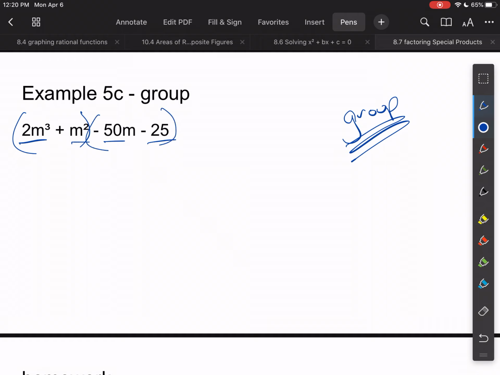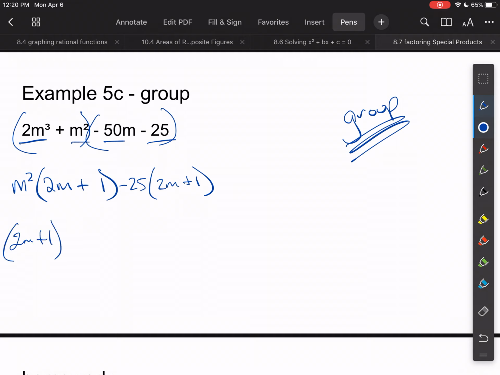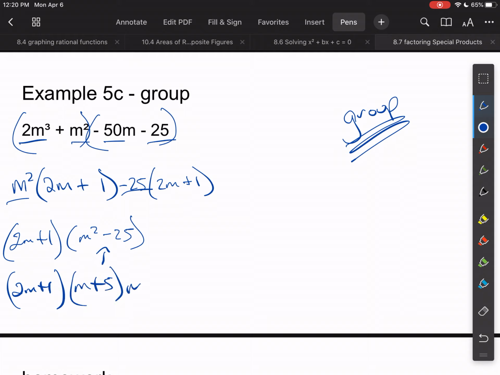So what's in common with the first 2 terms? Well, m squared. So I'm left with 2m plus 1. In common with the second piece is a negative 25, and then I'm left with 2m plus 1. So the 2m plus 1 can be factored out, and then I have m squared minus 25 left. This you should recognize as a difference of squares. So I have 2m plus 1, which is still there, and then that can be written as m plus 5, m minus 5.